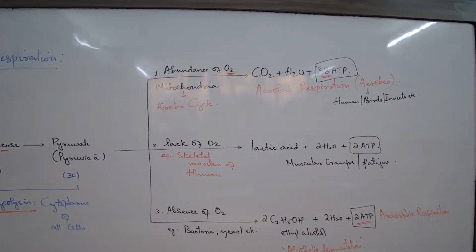Sometimes in your question paper, they will give you differentiate based on the energy release. So only the energy needs to be written, 38 and 2. So now you write down the products.